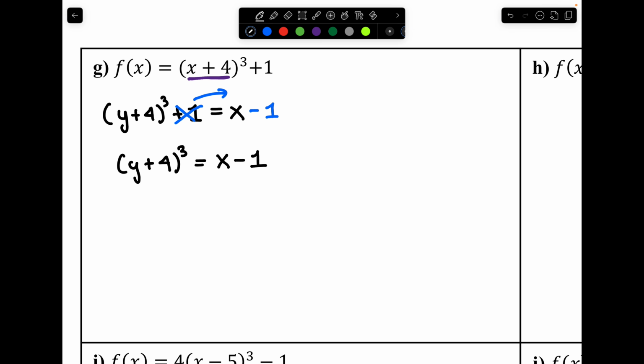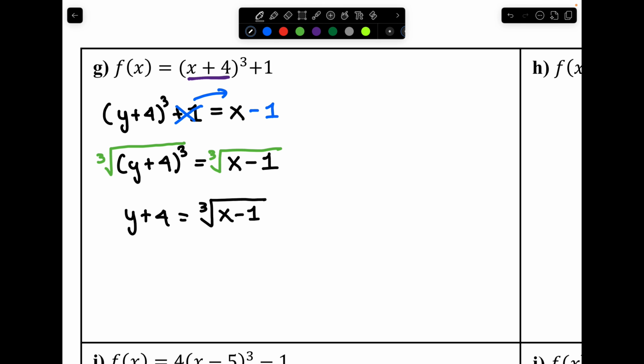Now with this, we can get rid of the power of 3 using the same root as before. We cannot mess with the y plus 4 and try to move the 4 to the other side, just like the way we moved the 1, because it's being grouped as part of the value that's being raised to the third power. So we first need to get rid of that power before we can do anything with the y. Using the cube root, just like the previous example, we end up with y plus 4 equals the cube root of x minus 1.